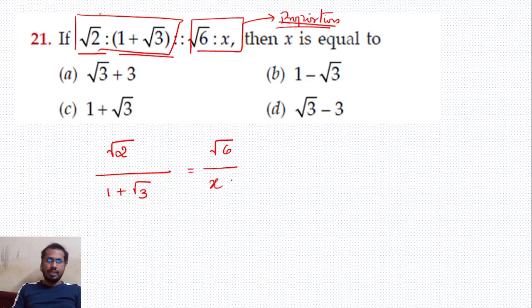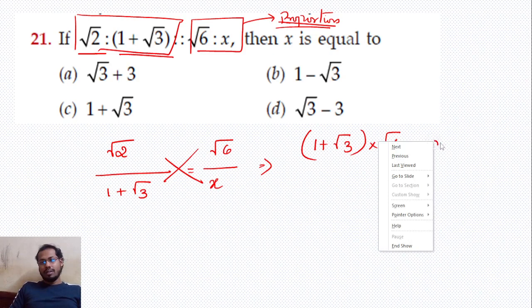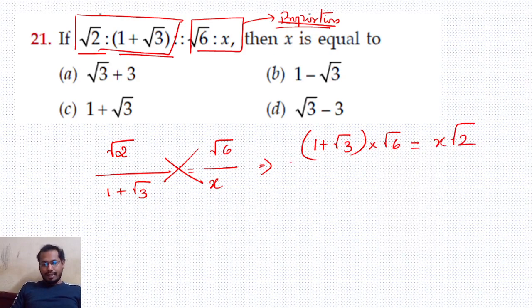So now I think it will be a bit easier. Once you write like this, just cross multiply these values, you will get the answer. So 1 plus root 3 times root 6 is equal to x root 2. So x is equal to root 6 into 1 plus root 3 divided by root 2.